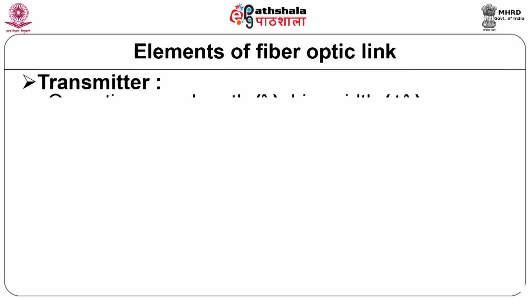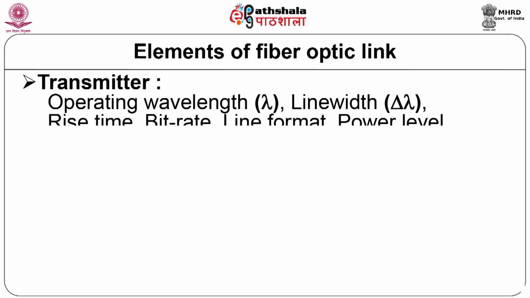The parameters associated with the transmitter are the operating wavelength, that is lambda, the line width, that is delta lambda, the rise time, that is the time required to go up to a certain level, then the bit rate, line format, and power level.